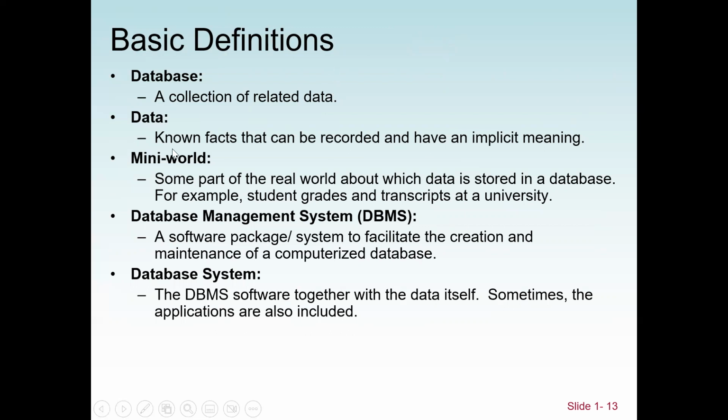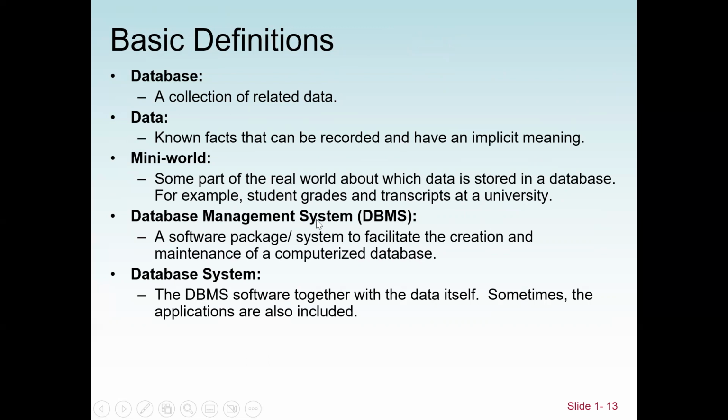Also, what is data? Data are known facts that can be recorded and have an implicit meaning. An example would be a patient's last name or an employee's salary rate. Implicit meaning refers to some part of the real world about which data is stored in a database. An example would be a student's grades and transcript at a university.